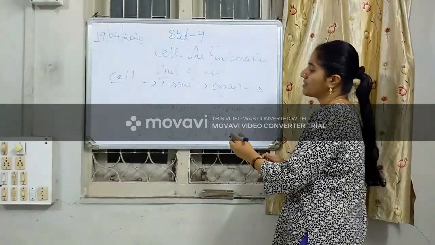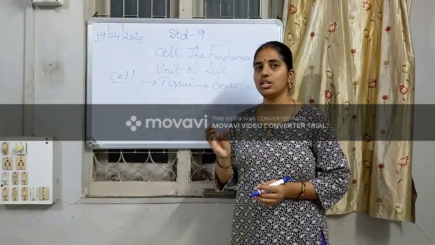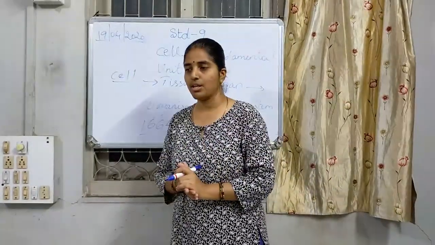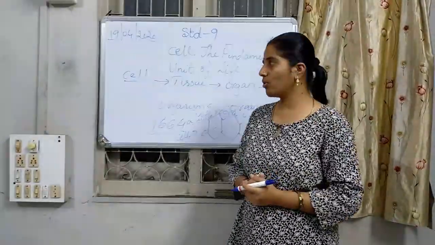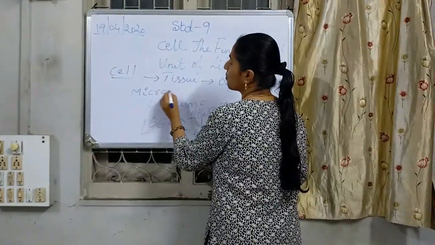The little rooms are present. They look like a honeycomb-like structure. Each box we are going to see is called a cell. Especially in our textbook, they have given a diagram called a microscope.